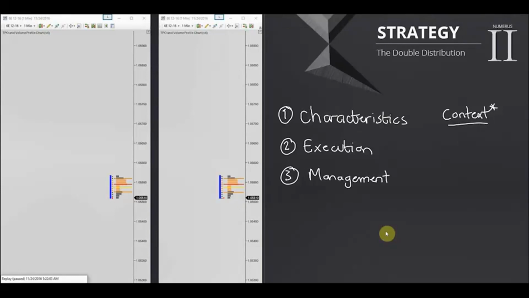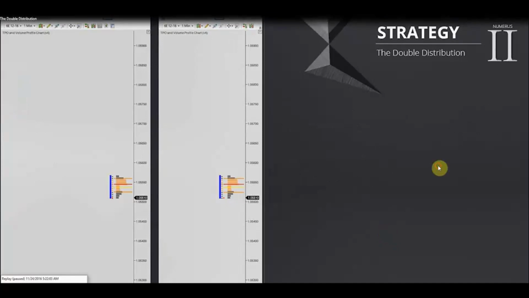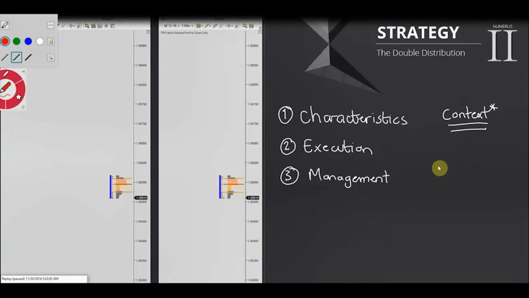Welcome to the replay series again, this time for strategy 2, which will be the double distribution strategy. Again, just a few things to point out before we actually go through the strategy. Don't forget, first and foremost, we have to develop context. Now, what I want to talk about in terms of the context, very simply, is that bear in mind we do have the 3 types of double distribution strategies you can find.